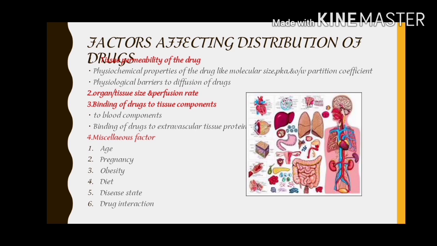Second is organ tissue size and perfusion rate. Third is binding of the drug to the tissue components, which is further subdivided into binding to blood components and binding of the drug to extravascular tissue proteins. And the fourth factor is subdivided into age, pregnancy, obesity, diet, disease state and drug interaction.